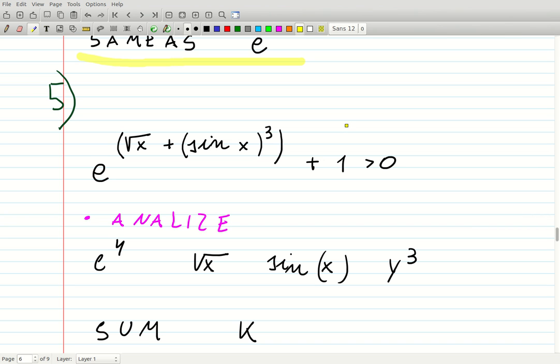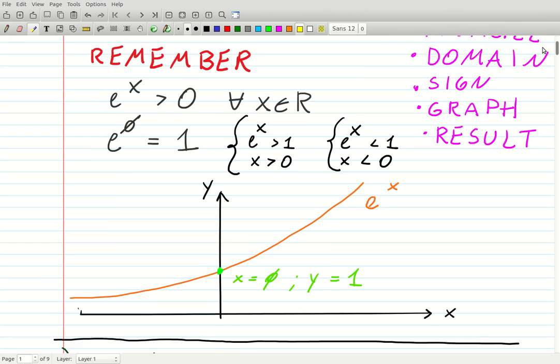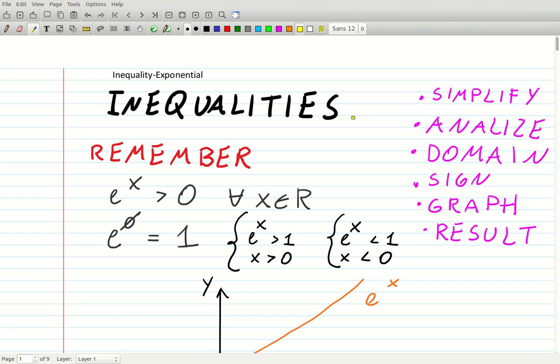Hi and welcome everybody to the second part of this video about inequalities, inequalities using the exponential function e. In the first part we saw some very simple exercises, and now we go into something a little more challenging, but not about the calculation, but about the reasoning, the way we have to analyze our functions.